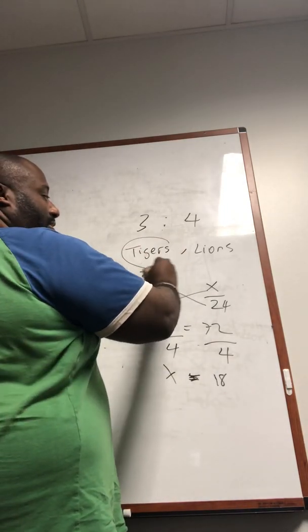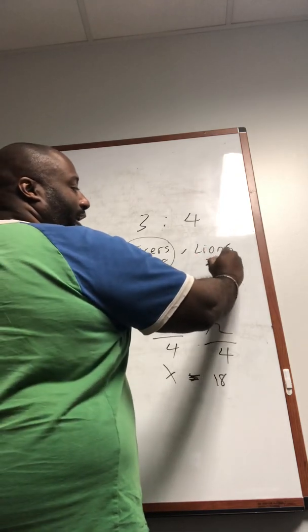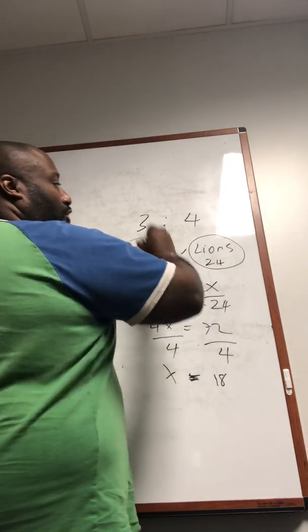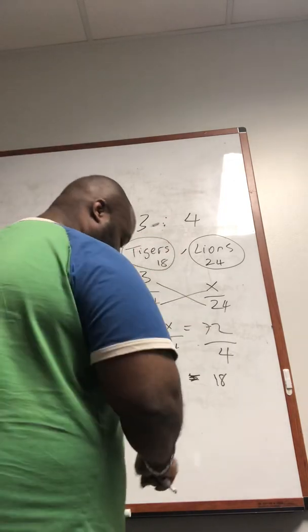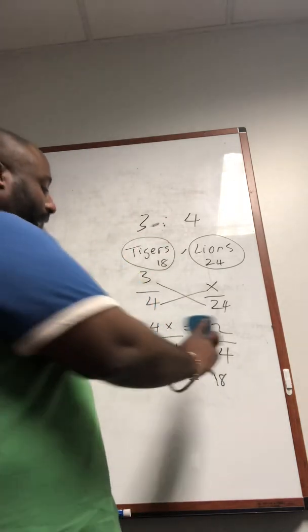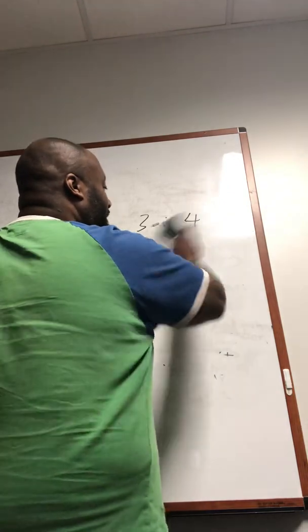18 tigers and 24 lions. Okay? Using this proportion, 3 is to 4. Okay, let's go on. Now we're dealing with percents. We've dealt with ratios and how to find a ratio. Now we're going to deal with percents.